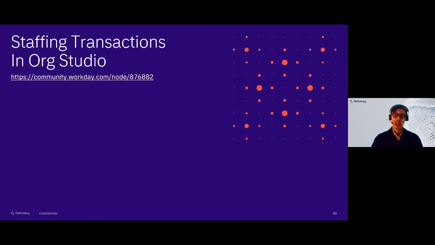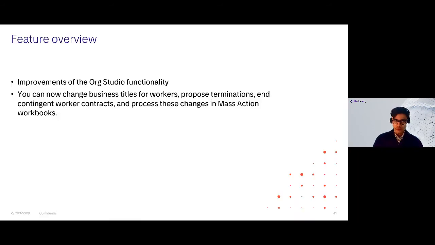So let's go into the next topic, which is staffing transactions in Org Studio. For this upcoming release, there are new improvements in the Org Studio functionality. It is now possible to change business titles, propose terminations, as well as end contingent worker contracts using the Org Studio design. When performed, it will launch a mass action workbook that will then be processed in the system.